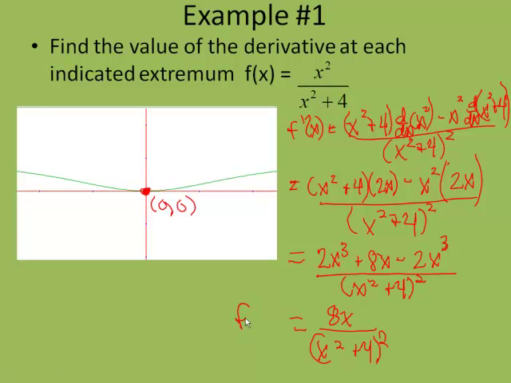So this is f prime of x, in other words, the derivative. And once again, a derivative is the slope of the tangent. So we're supposed to find the value of the derivative at the indicated point. So if you look on here, this is the point I'm interested in. If I ask you to find the derivative at the point 0, 0, all we're going to be doing is taking that derivative and plugging in that x value. So we get 8 times 0 over 0 squared plus 4 squared.